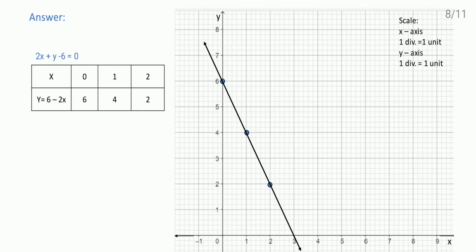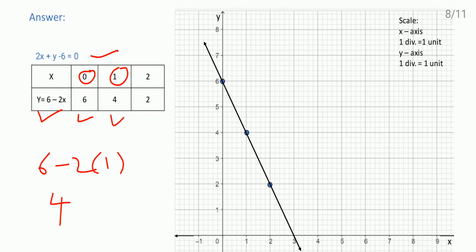See here, the first equation we wrote here this way. Here I have written y which is equal to 6 minus 2x. If x equal to 0, y is equal to 6. If x equal to 1 here, so 6 minus 2 into 1, so it is 4. 6 minus 2 is 4. So I got the answer 4 here. And here as x equal to 2, I got y is equal to 2. In this way we found 3 solutions for the equation.